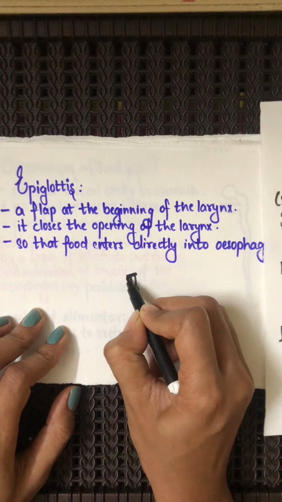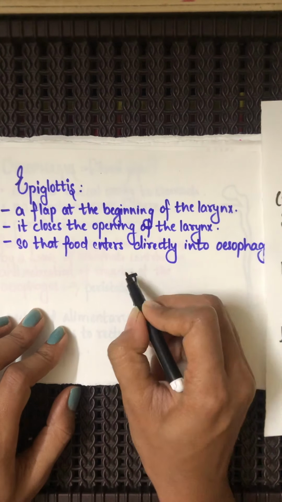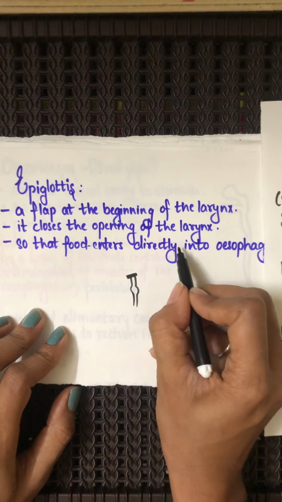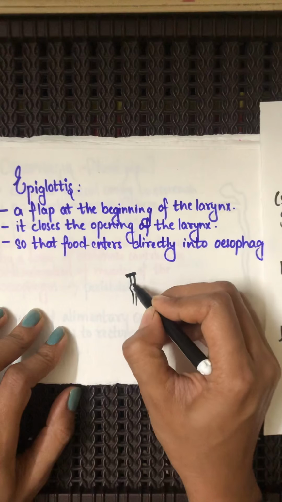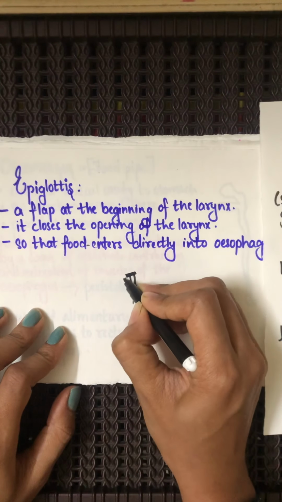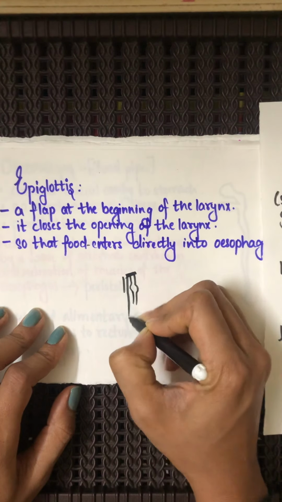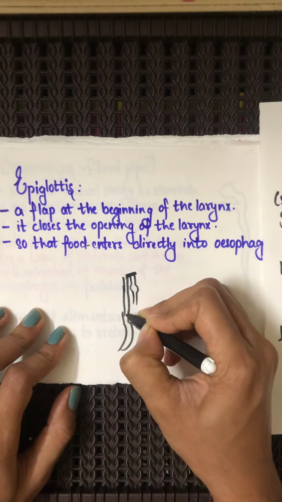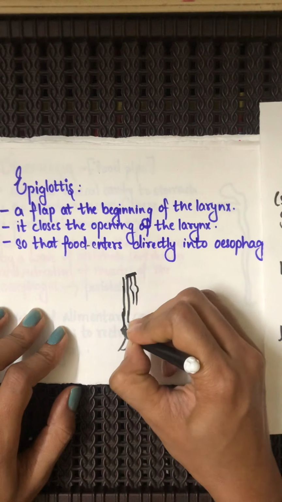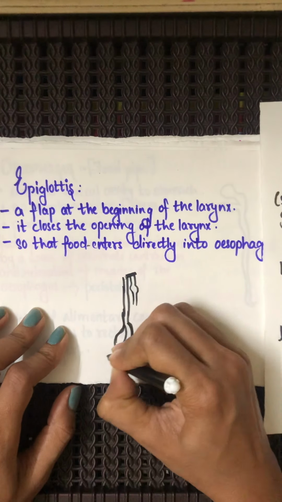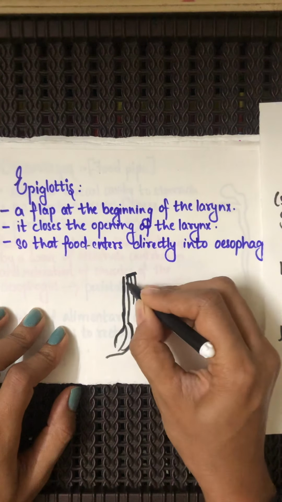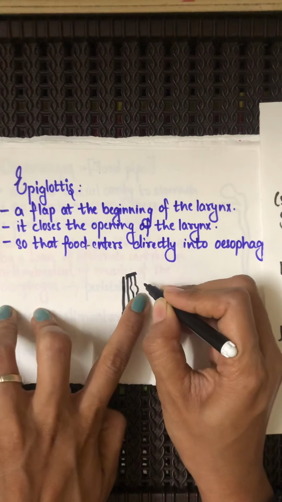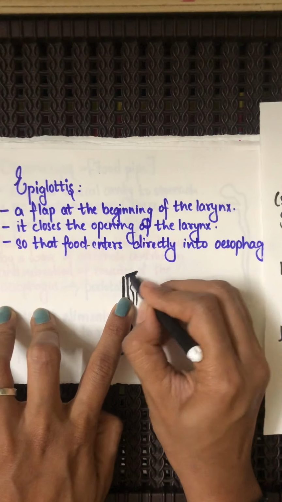It closes the opening of the larynx so that what will happen? The food will not enter into the larynx, but the food will enter into the esophagus. Do you understand this? Yes. The food will enter into the esophagus and not into the voice box. So what is the epiglottis?